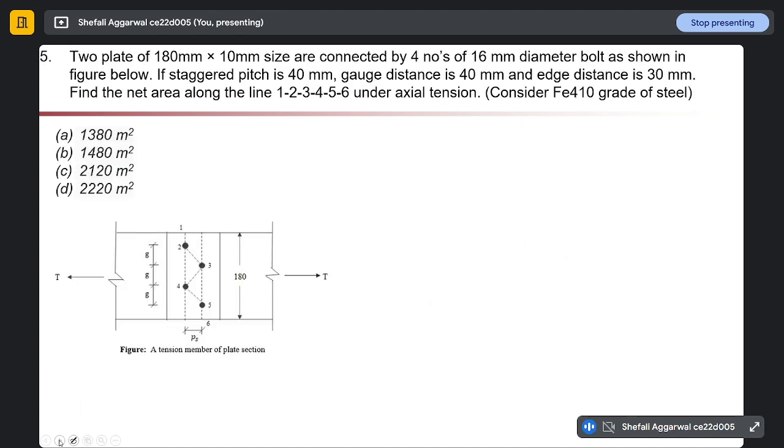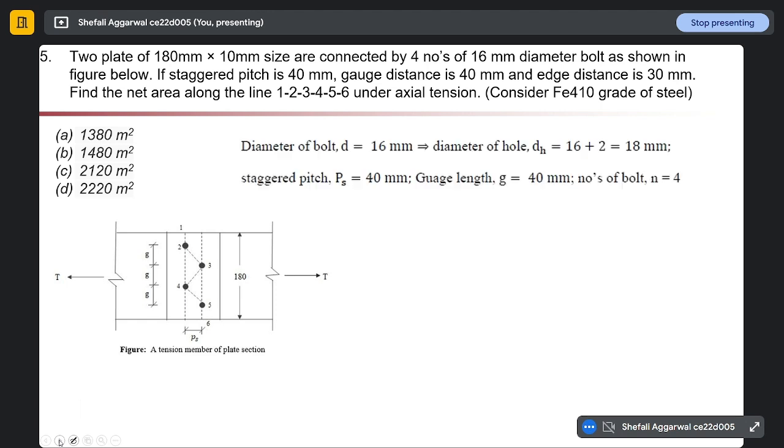We will see the step-by-step calculation of this question. First thing is, we'll note down everything that is given to us. So diameter of bolt 16 mm, diameter of hole will be 16 plus 2. We are taking the extra length for diameter of hole. It will be 2. 16 plus 2, 18 mm. Then p is given by 40 mm, g 40 mm, and number of holes n is equal to 4. Edge distance is given as 30 mm.